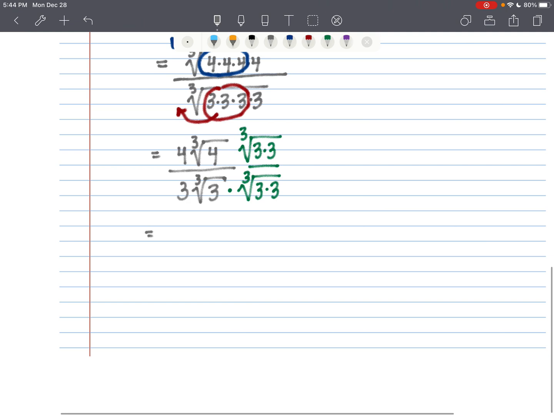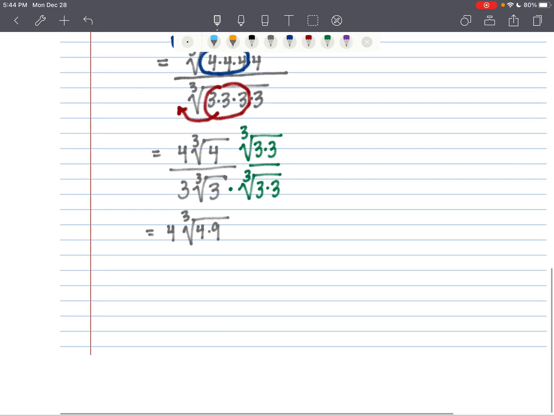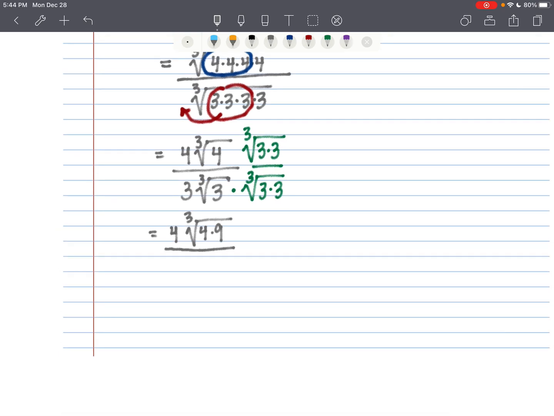In the numerator, I've got 4 on the outside, and I've got the cubed root of 4 times 9 on the inside of the radical. In the denominator, I have 3 on the outside, and then I've got the cubed root of 27, and the cubed root of 27 is 3. So I'm going to use a highlighter to show you, because this can be confusing.